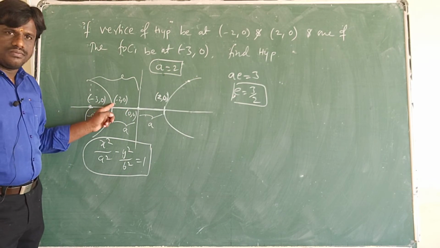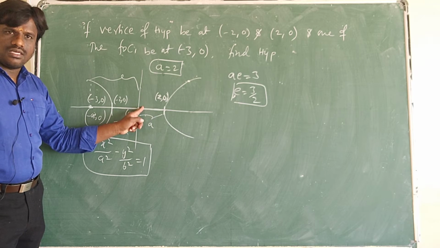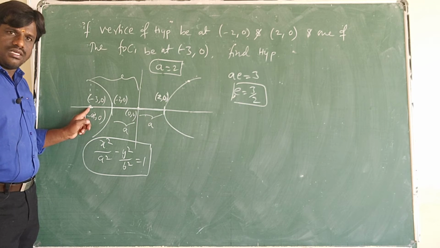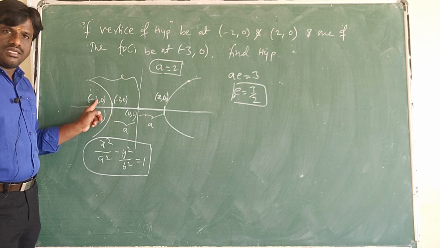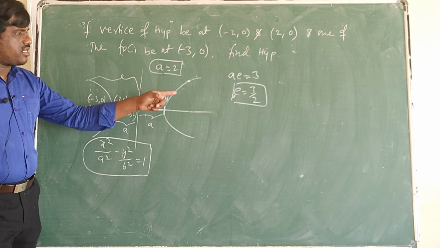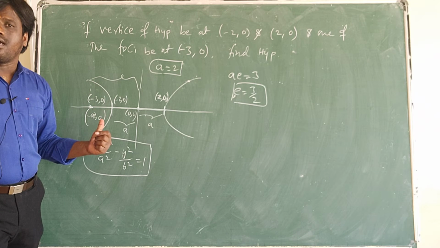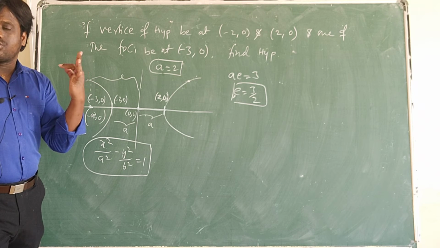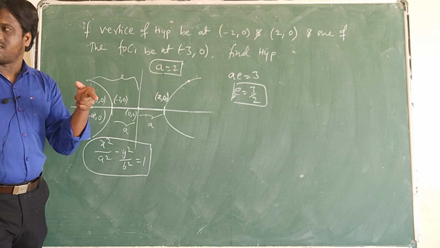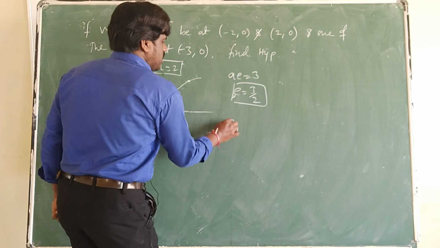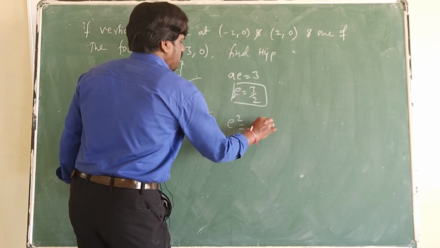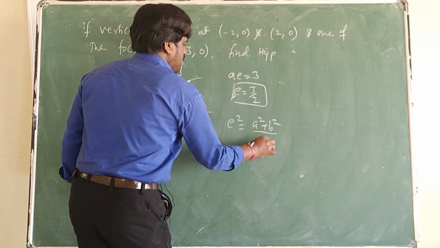So understood? This length is A. This length is AE. And AE is 3. Right? Now you got E is equal to 3 by 2. What do you have to get if you want to get the hyperbola? AB. So the AB relationship is eccentricity. Eccentricity formula: E square is equal to what? A square plus B square by A square.